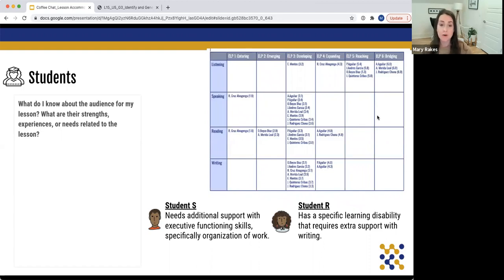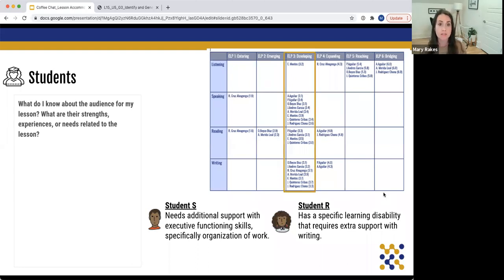What might they need? So I have here a class WIDA chart that when I work with my students, I break all of their levels down and I put their individual scores in each domain. So I have all of their listening scores here, their speaking scores, reading and writing. This really helps me get a feel for what I'm going to need to do whole class and what my students as a whole might be needing.